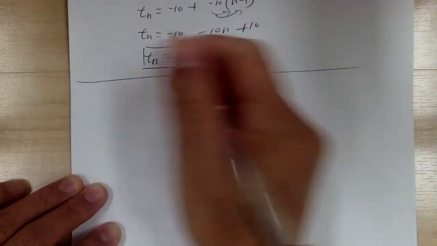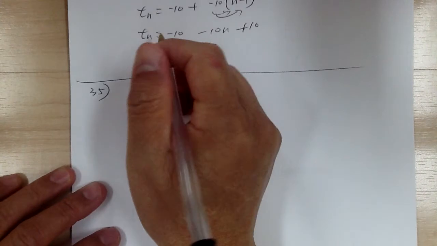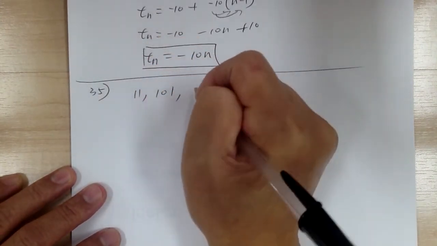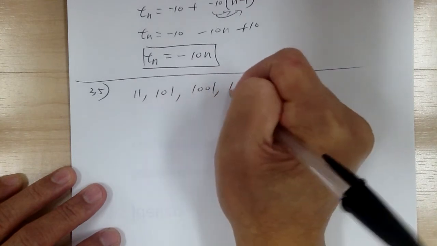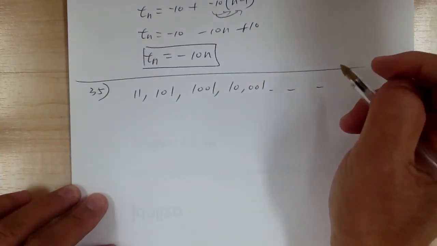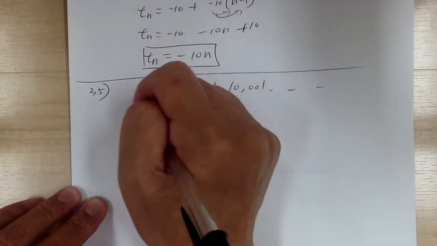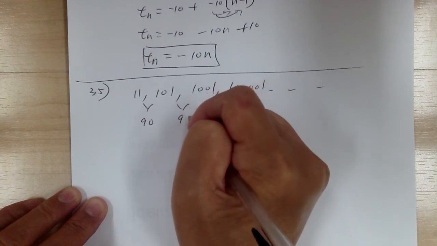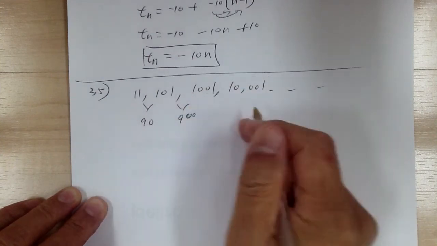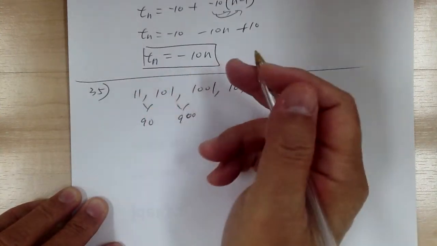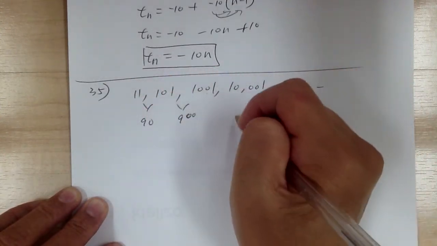Okay, let's go to number 35. So you have 11, 101, 1001, and 10,000 and so forth. If you're going to find the common difference, this minus that will give you 90, this minus that will give you 900. So right away, this is not going to be arithmetic. And for geometric, when you divide, it's not going to be the same either. So this one is neither.